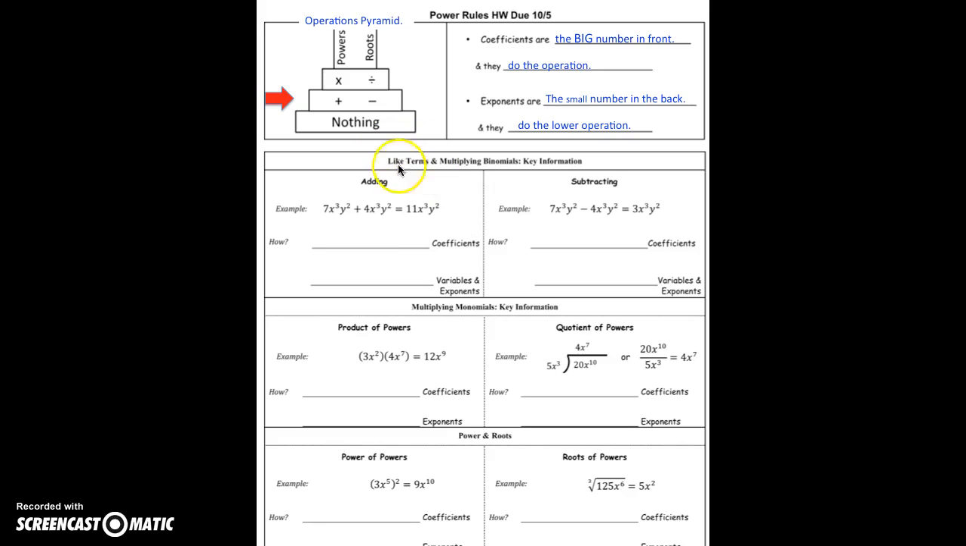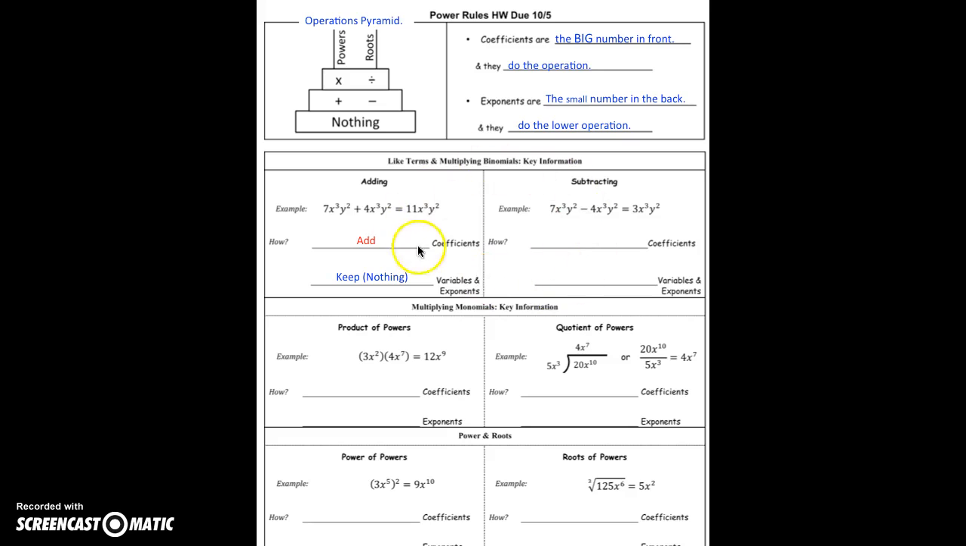Now, if we are adding something, the exponents are going to do the lower operation. And what's below addition? Nothing. So our variables and our exponents, they're going to do nothing, which means that they're going to stay the same, or you're going to keep them the way that they are.